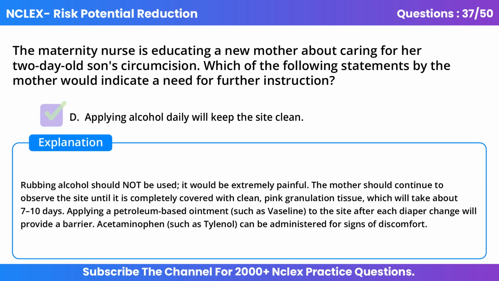Rubbing alcohol should not be used, it would be extremely painful. The mother should continue to observe the site until it is completely covered with clean, pink granulation tissue, which will take about 7 to 10 days. Applying a petroleum-based ointment, such as Vaseline, to the site after each diaper change will provide a barrier. Acetaminophen, such as Tylenol, can be administered for signs of discomfort.